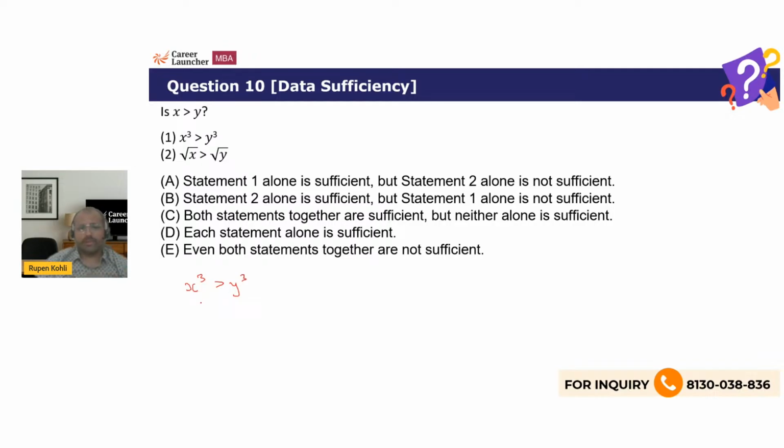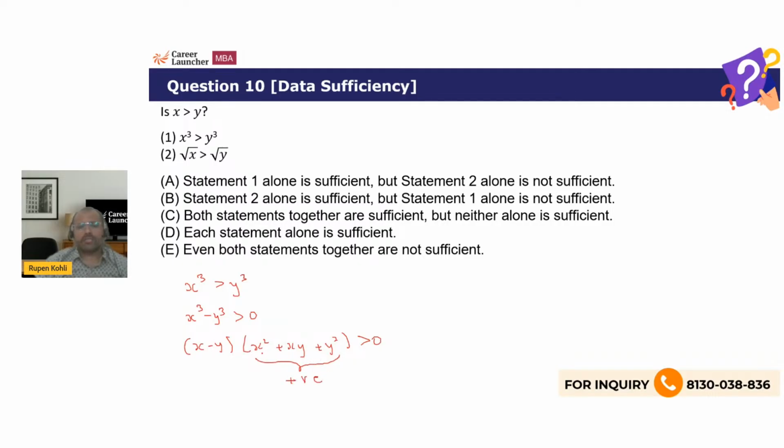If x cube is more than y cube, then bring y cube on this side: x cube minus y cube is more than 0. Now we know its factorization: x cube minus y cube is (x minus y) times (x square plus xy plus y square). Now x square plus xy plus y square is a strictly positive term, right? Because the discriminant of this quadratic is negative. So it is always positive.